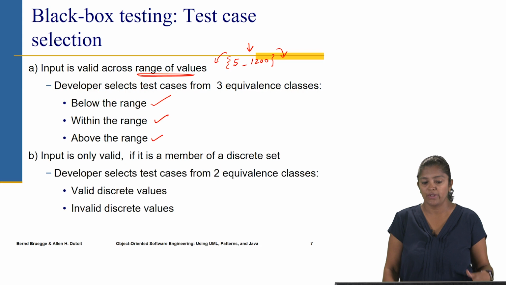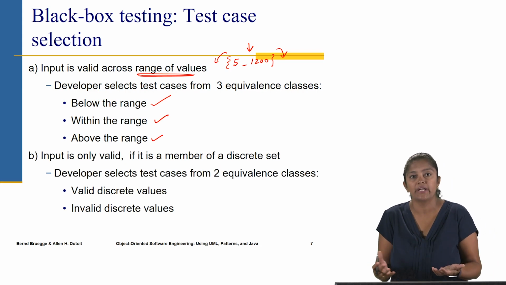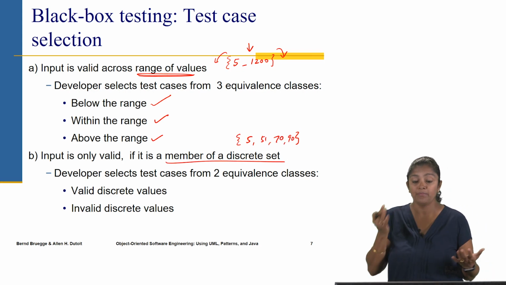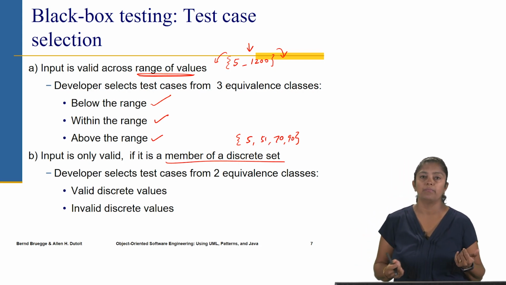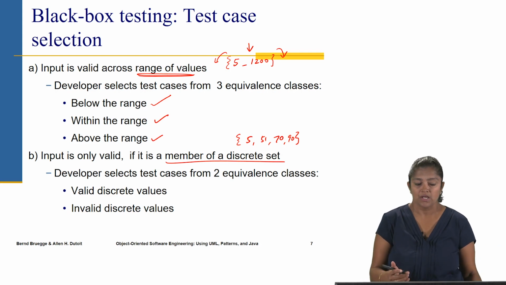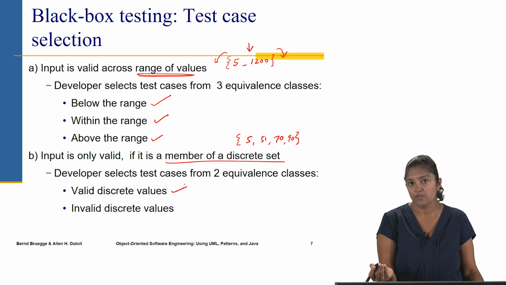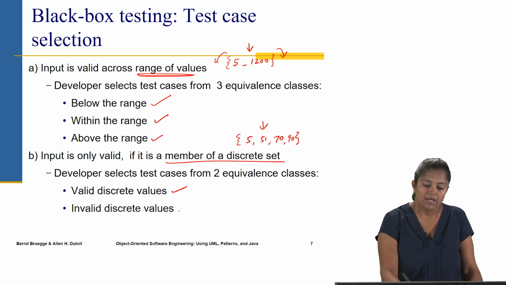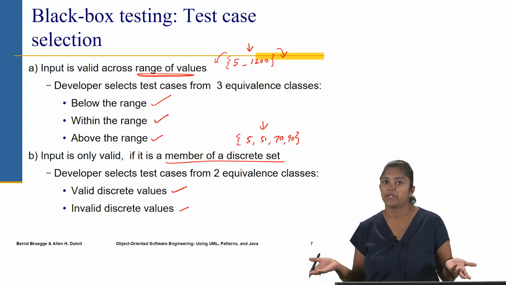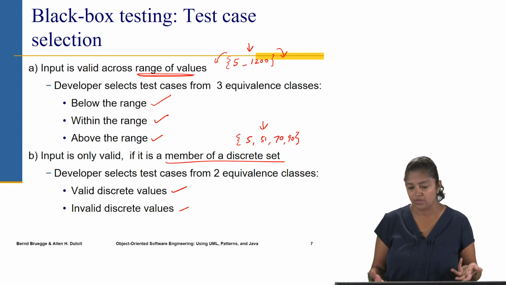The second kind is when the input is a member of a discrete set. Basically you have a discrete set of numbers. I'll just make some up here. Say a valid input would be one of these numbers from this discrete set. In this case, there are 2 equivalence classes: a valid discrete value, so pick a value from this discrete set, and invalid discrete values, which is pick a number that does not belong to that discrete set. So there's not much over there.